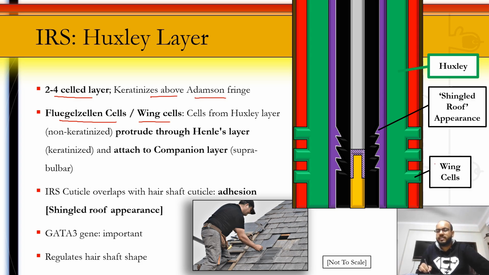So you can see wing cells here. It's part of the Huxley layer and going through the Henle layer. The red one is the Henle layer. It goes through and attaches to the companion cell.